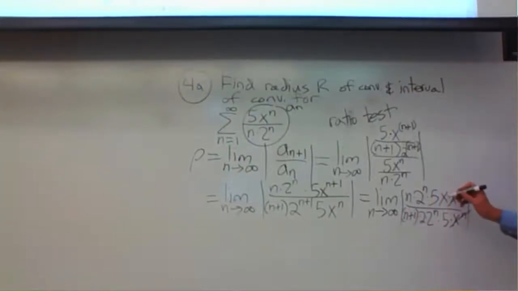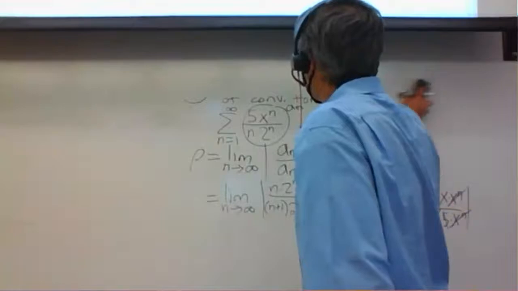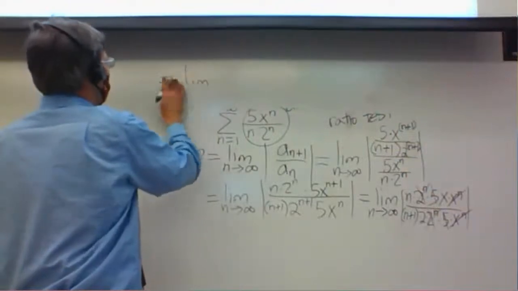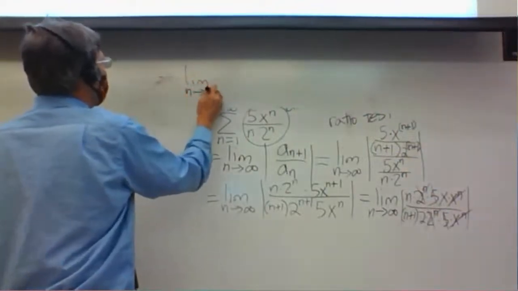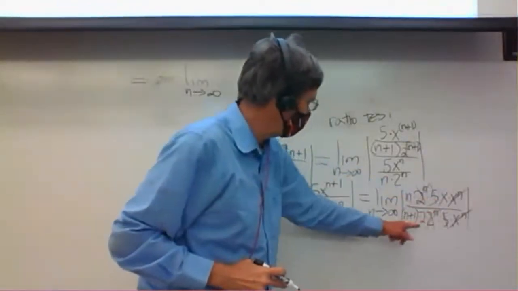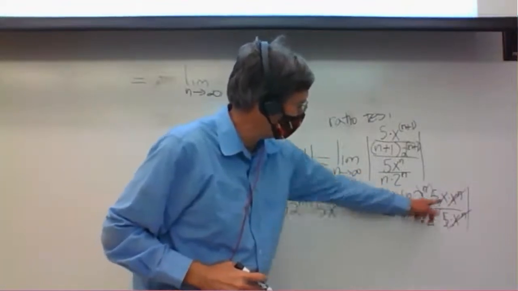And then the 5's cancel. And the 2 to the n cancels the 2 to the n. And what I'm left with then, maybe I better put it up here so you can see it, is limit n goes to infinity. And now the x and the 2 here can be pulled out, right? There, we're letting n go to infinity. X and 2 are fixed.